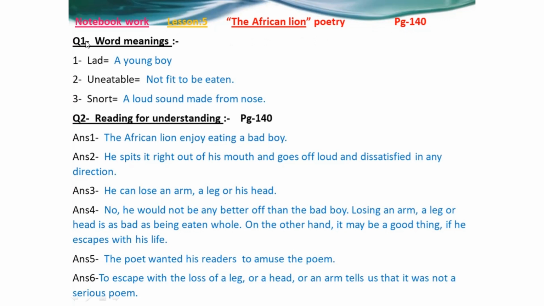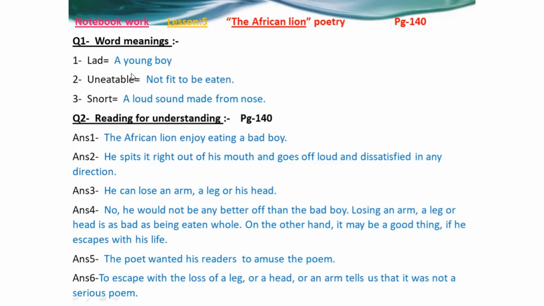Okay, and then you're going to start writing question number 1, which is word meanings. You have to write these 3 words with their meanings. Number 1 is lad. What is lad, students? Lad means a young boy. Okay, then come to number 2, uneatable. Uneatable means not fit to be eaten, the thing that cannot be eaten.